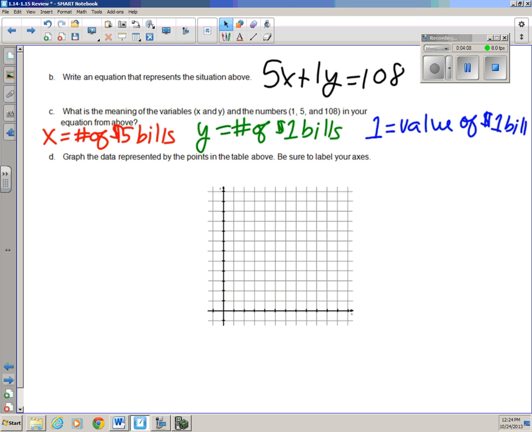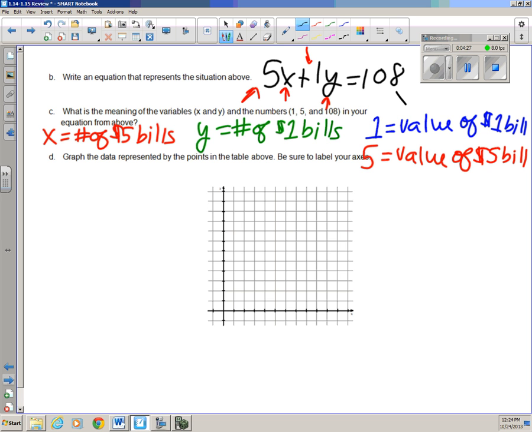What's significant about the number 5? Well, remember I'm looking at all these things. We just did x, we just did y, we just talked about 1. Now we're talking about the 5. 5 is the value of a $5 bill. And finally, what does the 108 stand for? Well, the 108, that's going to be the total value of money in your cash box. Okay, so all of those pieces play an important role.